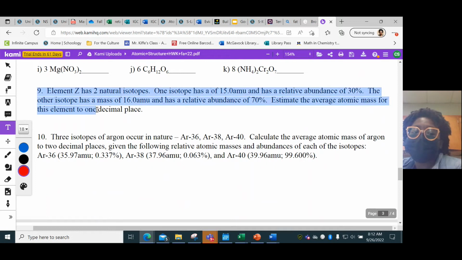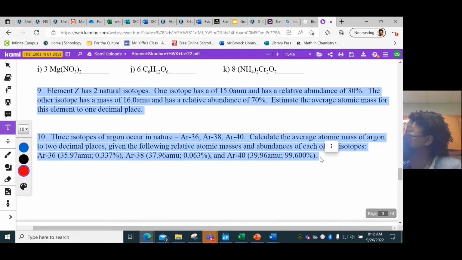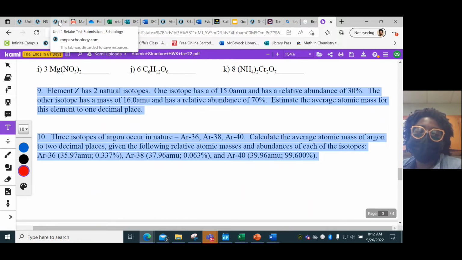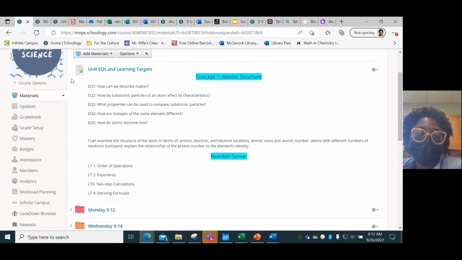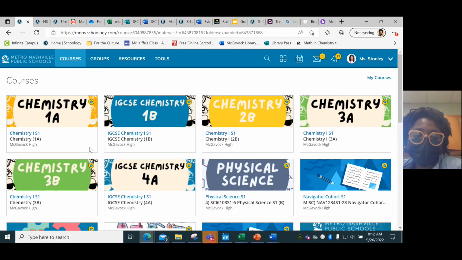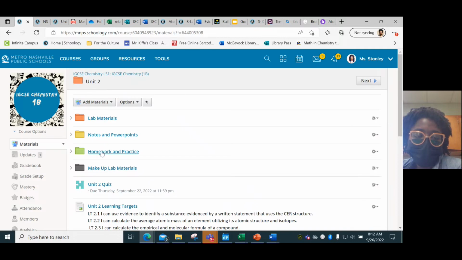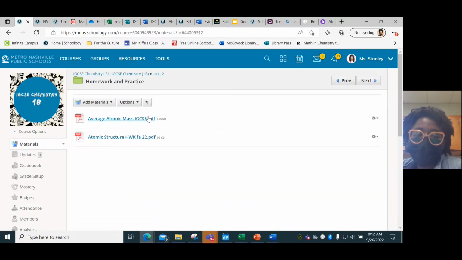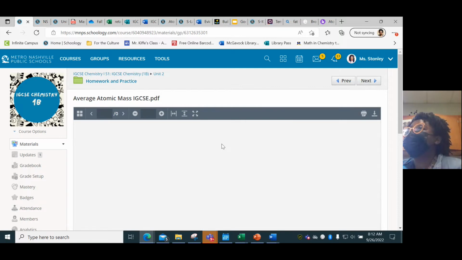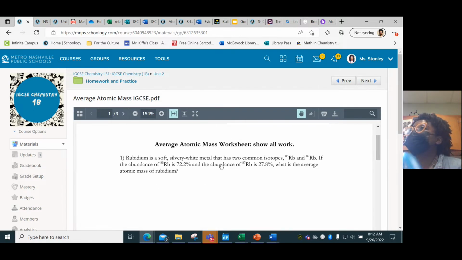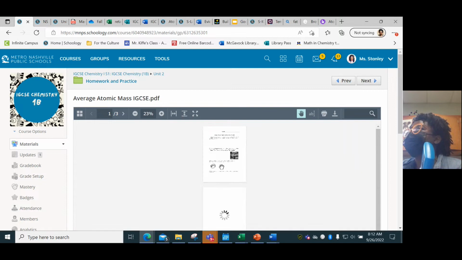This is what your test and your other homework looks like. Hey, you know what? Better yet, have you guys started on that atomic mass homework in Schoology? No. I'm just going to delete it because I think this is enough practice. This, I'm going to leave it. I'm going to change the title of it, but this is what your test is going to look like.